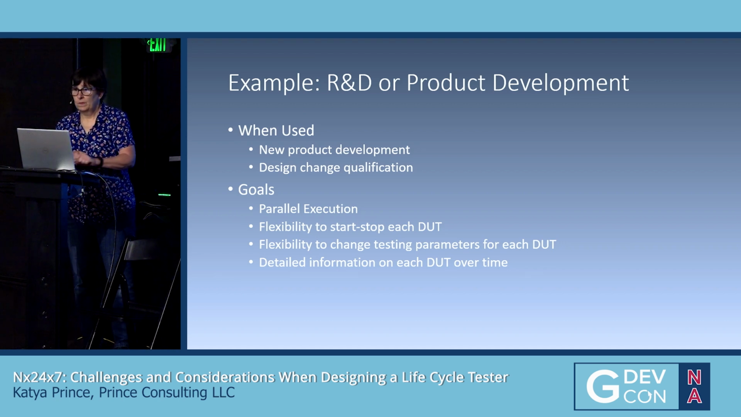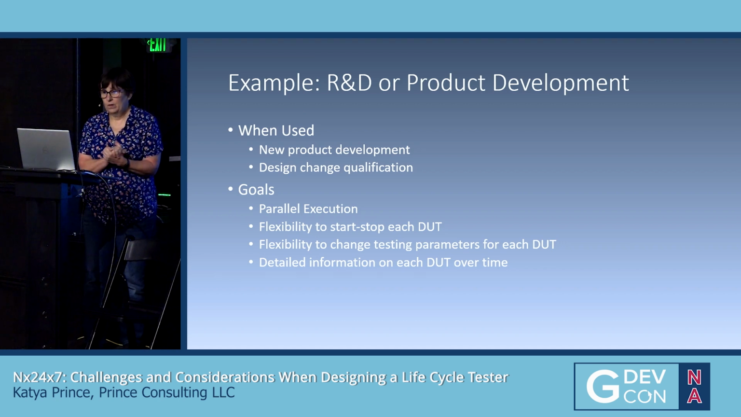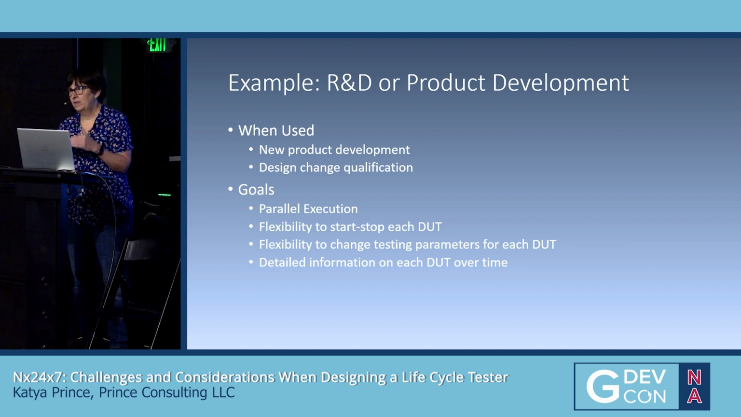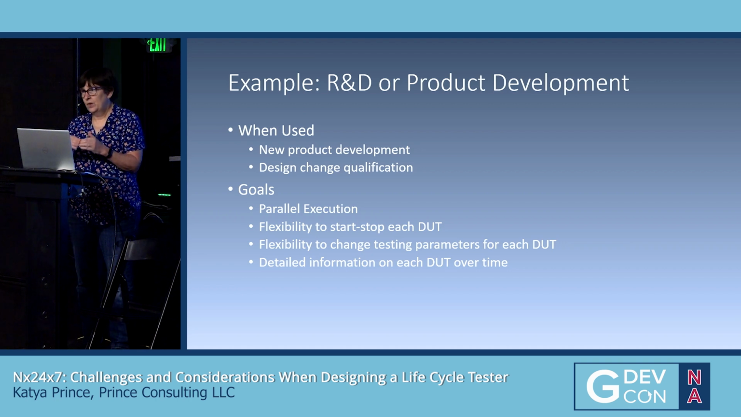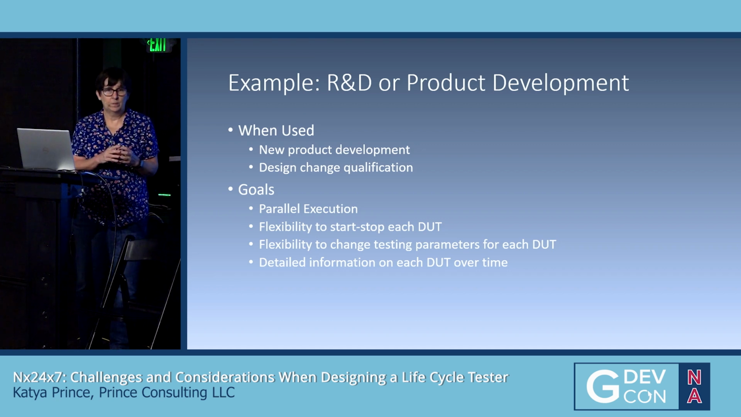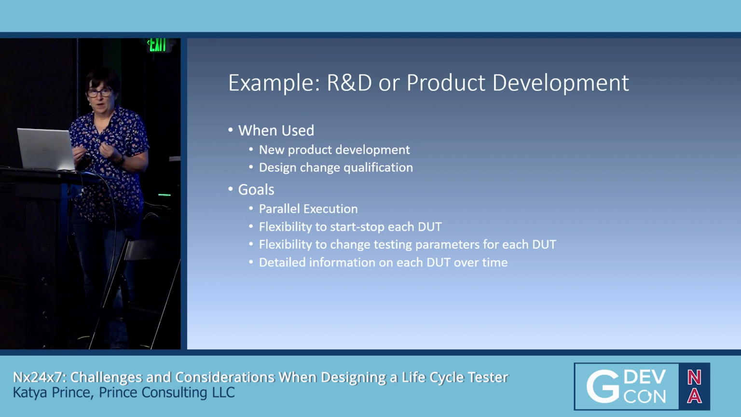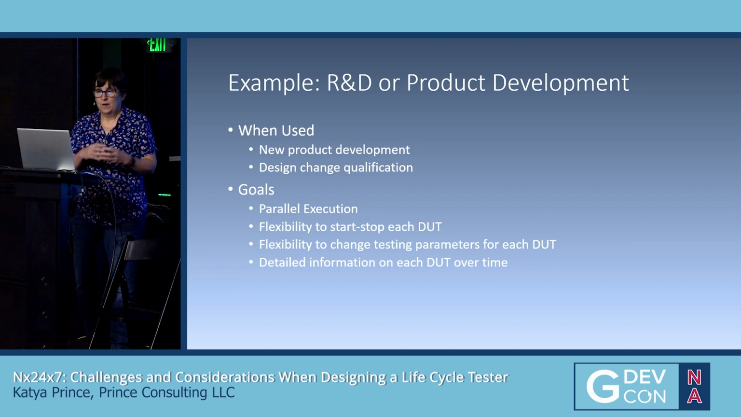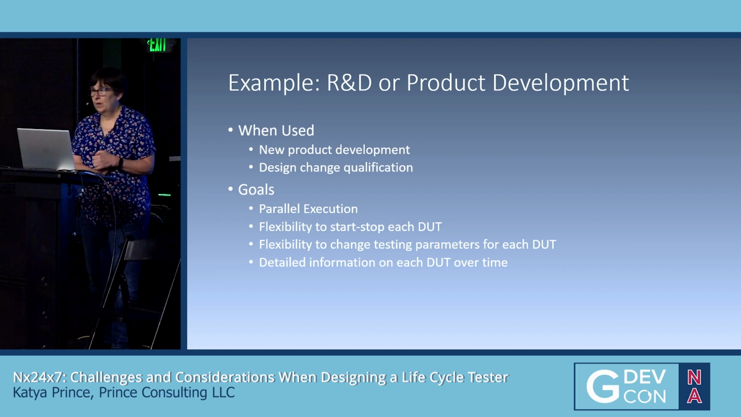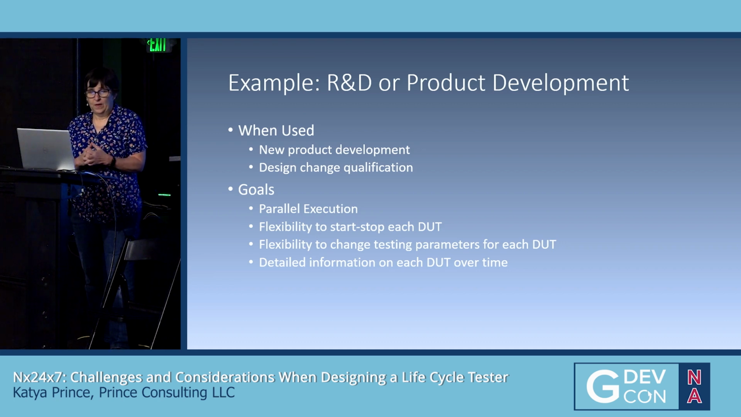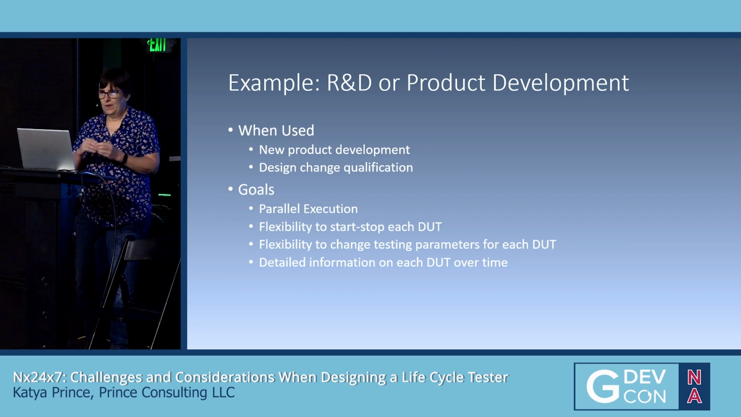The goals of an R&D or production lifecycle tester are going to be that you need to have these things running in parallel. Usually you have engineers that are going to be driving this system, and so you need to have the flexibility to take the part off, start and stop each one individually, change the settings based on what you're interested in, and then be able to collect, like I said, detailed information about the DUT. And a lot of times people will cycle things for 10 or 15 times and then do a more detailed analysis on that part.